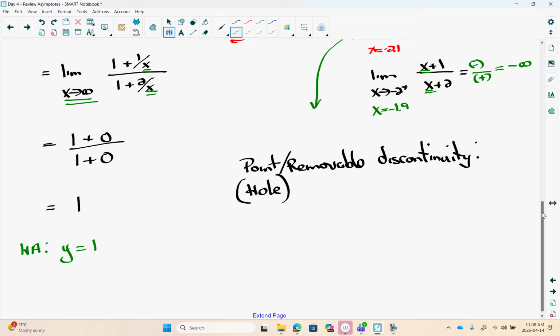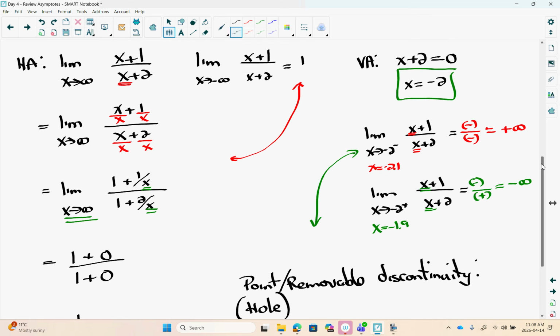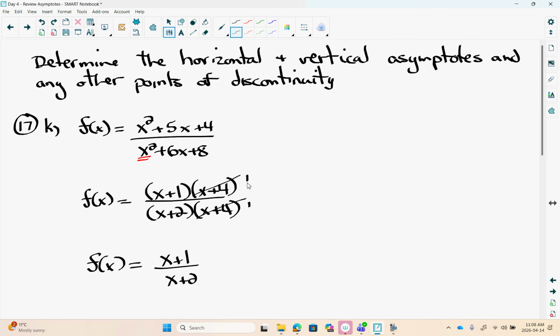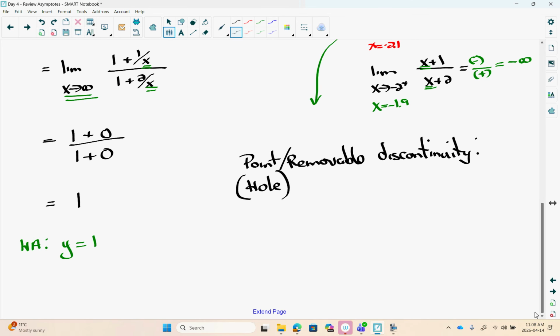So I look back up here, right to the very beginning where I started to factor things. What factor did I cancel? The x plus 4s. So I take that factor and I set it equal to 0, and I solve for x. That would mean there is a hole in the curve when x equals negative 4.